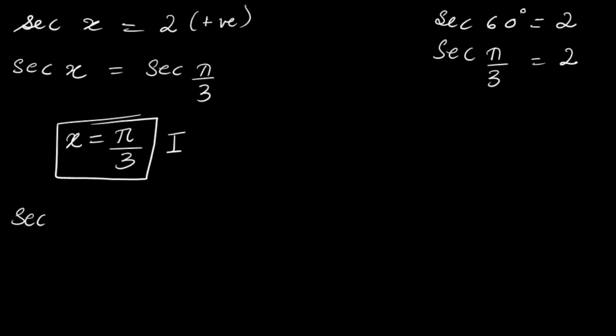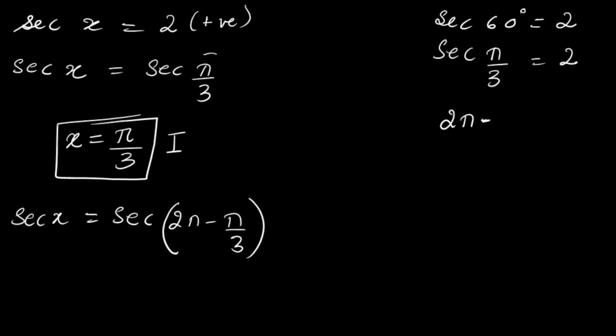In the fourth quadrant, I have told you, the way is 2 pi minus. 2 pi minus this I have to write, because we have already found one angle. So I can also write secant x is equal to secant of 2 pi minus pi by 3. Just this thing I have written differently. So secant pi by 3 I can write as 2 pi minus pi by 3. Now we can just simplify this.